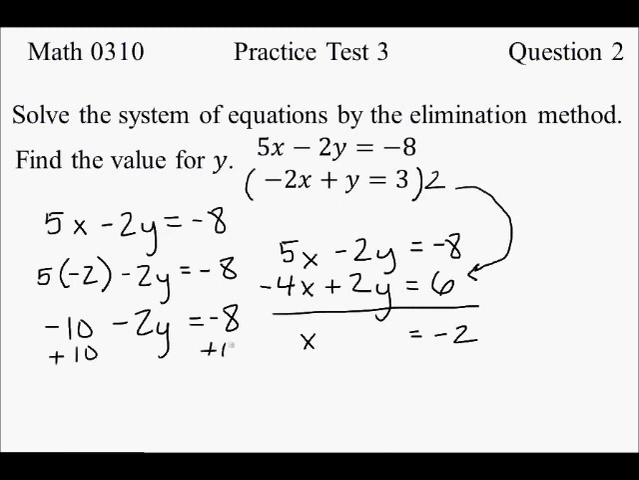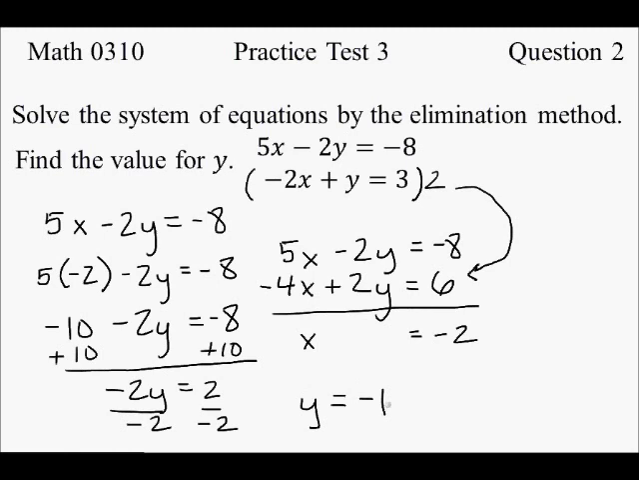Adding 10 would give us that negative 2y equals negative 8 plus 10, which would be a positive 2 there. Dividing by negative 2 on both sides is going to eliminate that, so we're going to get y equals a positive 2 divided by a negative 2, which would be negative 1. And so the question says find the value for y. Y is negative 1, and that corresponds with answer choice D.